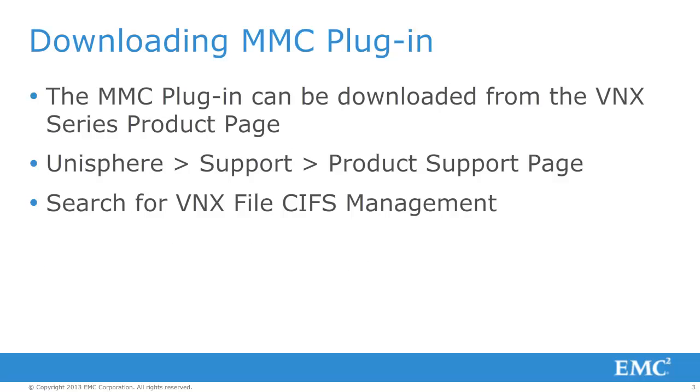The MMC plugin can be downloaded from the VNX series support page. To access this page from Unisphere, first click on the Support tab, then click Product Support page. On the Product Support page, search for VNX File CIFS Management and download the plugin. You can then install the plugin on your Windows Management Server to start managing your VNX CIFS servers.